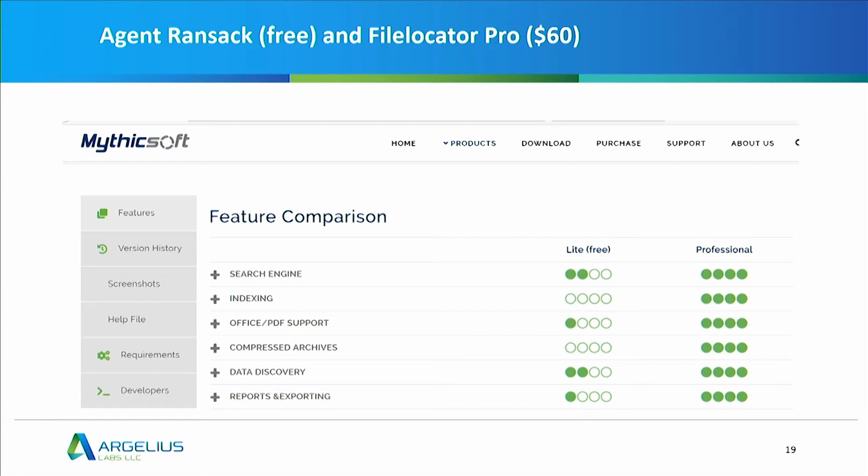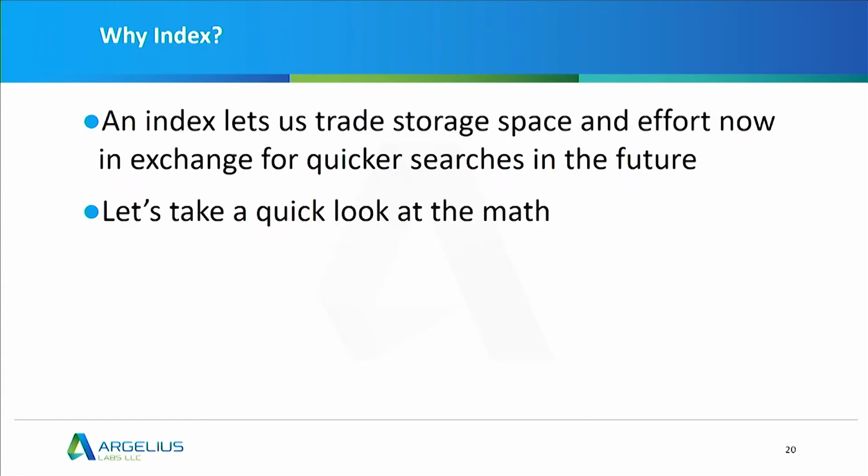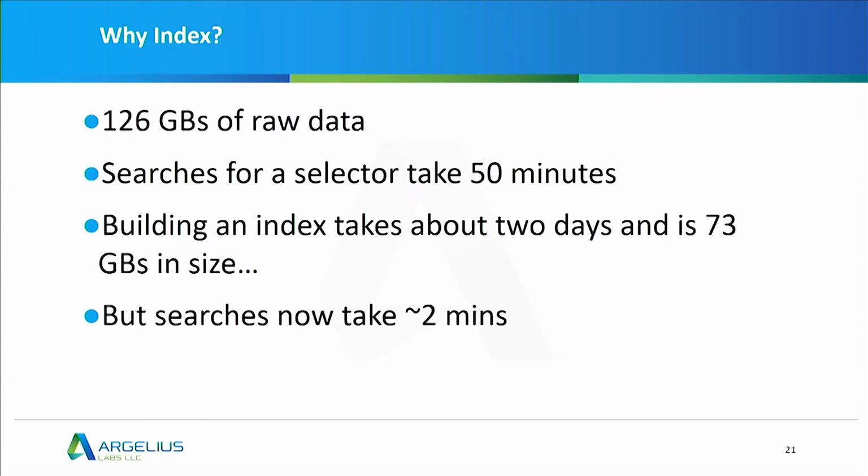We use indexing all the time when we're doing forensics. What an index does is it lets us trade effort and storage space now in exchange for much quicker search results in the future, right? So take a quick look at the math. I have 126 gigs of raw data, and that is only one data set. Searching that for a selector, like an email address or a phone number, takes about 50 minutes. That's not tenable, that's not reasonable.